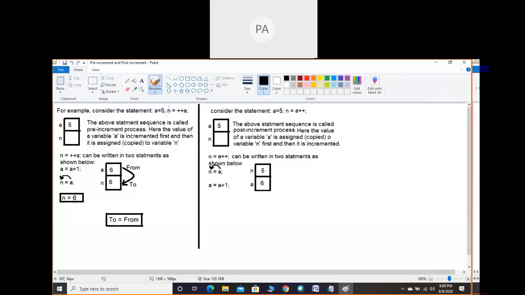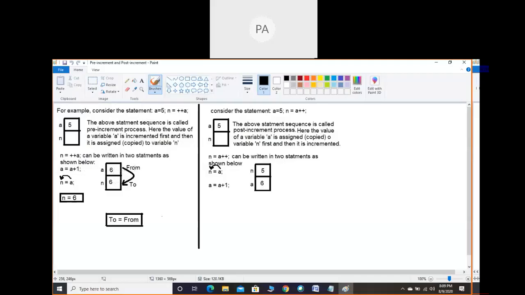Because if you copy first, the value 5 will be copied to n. So we should not copy the 5 value. We have to copy the incremented value. So the incremented value is 6. That value is copied. So in the next diagram, you see n equals to plus plus a can be written in two statements. A equals to a plus 1. That is first increment the a value, then it becomes 6. After increment, the final value of a you copy to n.